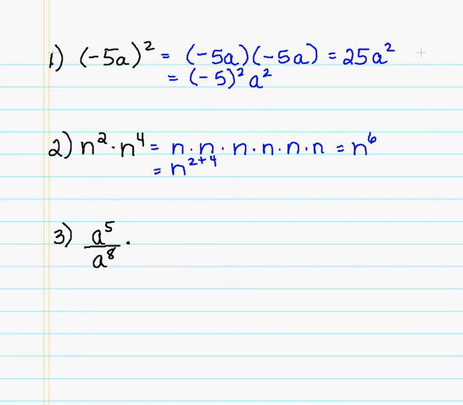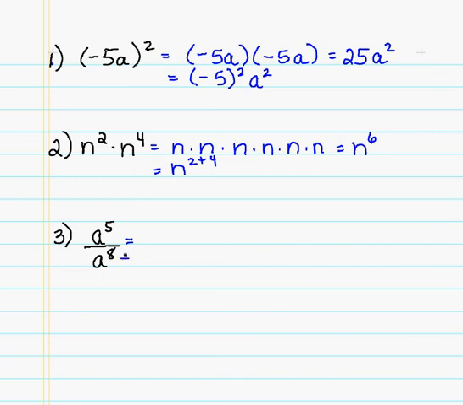So in problem 3, you might guess that we would subtract these exponents, seeing as a to the 5th is being divided by a to the 8th. But the question is, where should we place that 3? Because we agree that 8 minus 5 is 3, giving us a to the 3rd, but will we place it in the top or the bottom?